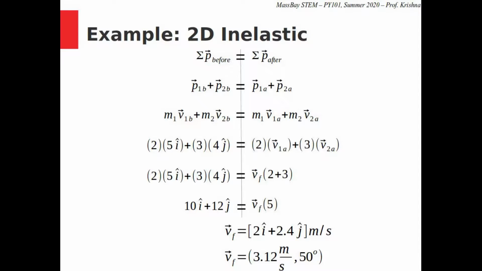When multiple axes are concerned, we have to treat the i and the j components separately. That would be a little bit like treating the x and y components separately in kinematics or in forces. When we do the math out, we find that when the two objects collide and stick, the combination will move away with a velocity vector of 2 plus 2.4j meters per second. Or, if you prefer to see this in polar, that's 3.12 meters per second at an angle of 50 degrees.